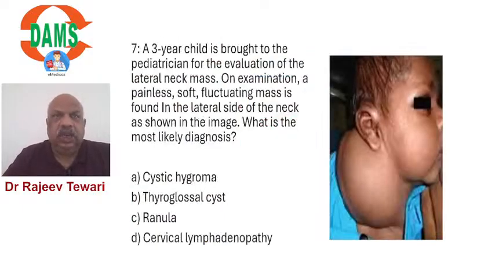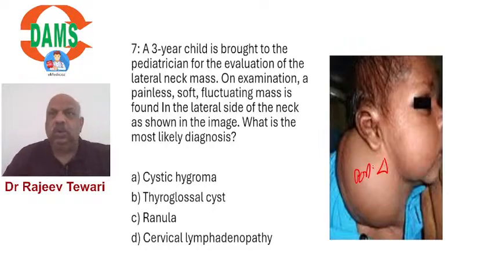A 3-year-old child is brought to the pediatrician for the evaluation of a lateral neck mass. On examination, a painless soft fluctuant mass is found on the lateral side of the neck as shown in the image. What is the most likely diagnosis? Three things. First of all, this is a child. Number 2, I will give you a hint, posterior triangle. So, what do you think is the answer here? Of course, this is cystic hygroma.